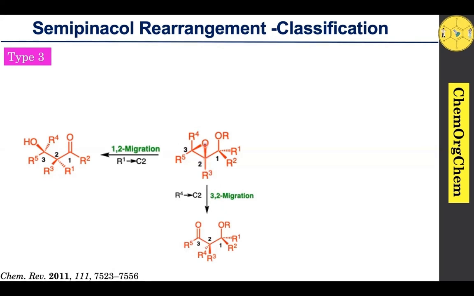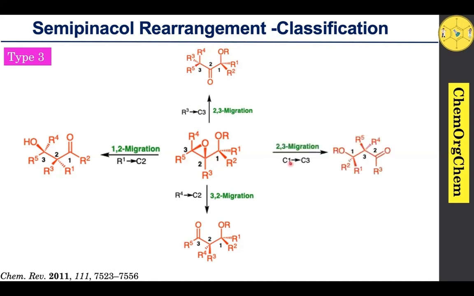Instead of breaking this particular bond, if you break this bond, you will get a carbocation in the third carbon. If you generate the carbocation in the third carbon, there is a possibility of moving the group from the second carbon to the third carbon. That's called 2,3 migration, which leads to the corresponding carbonyl compound. So this is the final one.